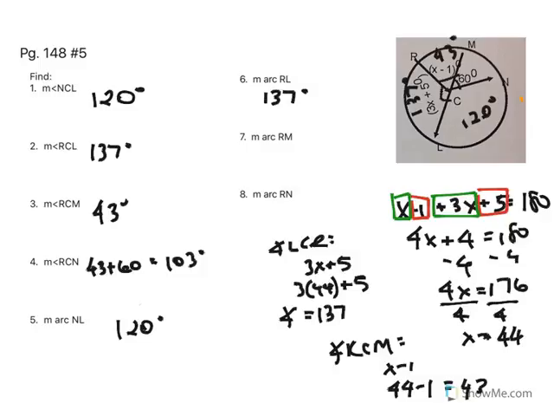Now the measure of arc RM. Let's find RM. Well, the measure of the central angle is 43. We know that the measure of the arc length is equal to the measure of the central angle, so the measure of arc RM must be 43 degrees. The measure of arc RN. So this encompasses this angle here and this angle here, so we're just going to add them together. And we get 43 plus 60 equals 103. And we're done. So the main key to success here is that we found all the angle measures and then just answered the question quickly.